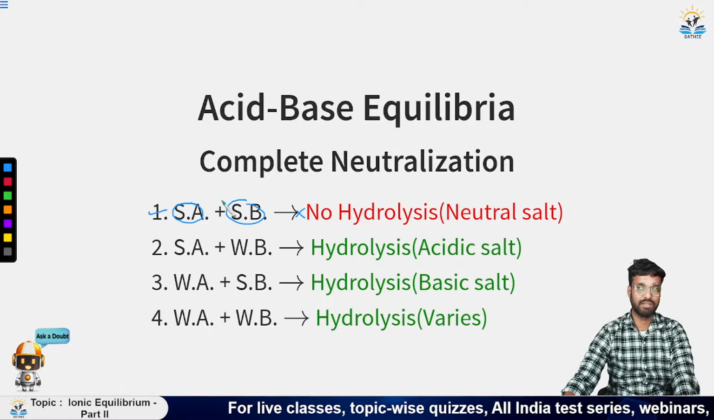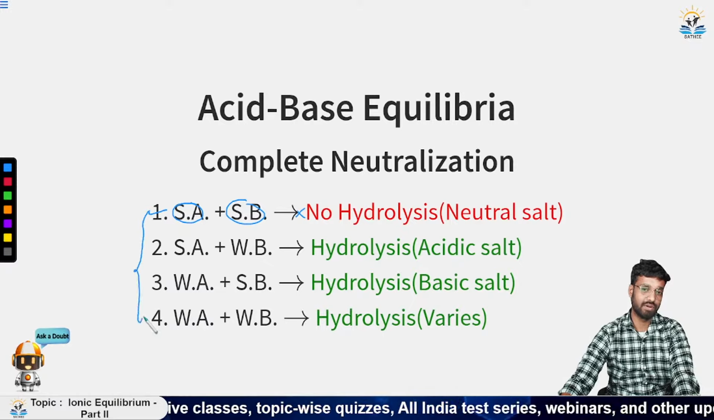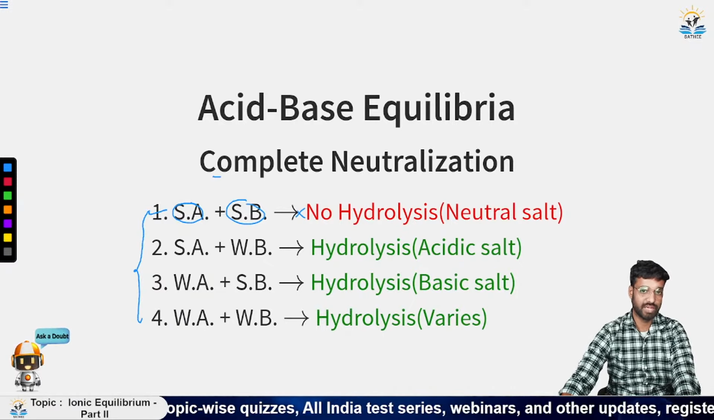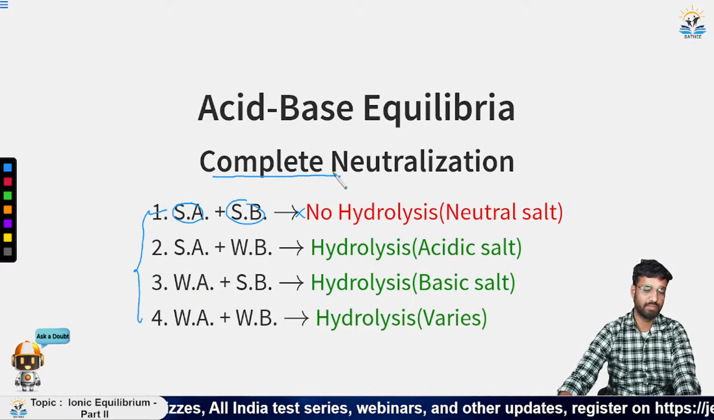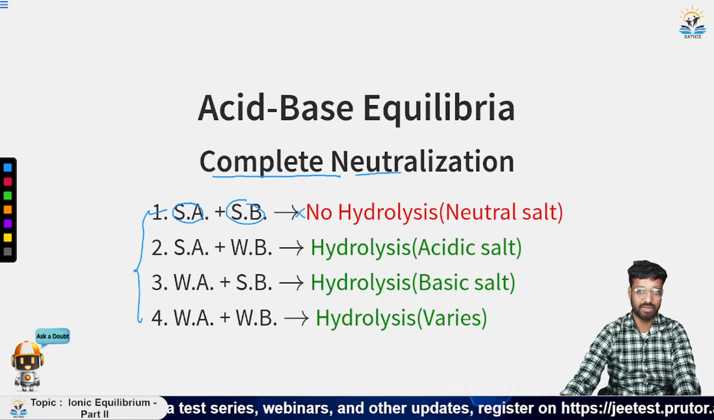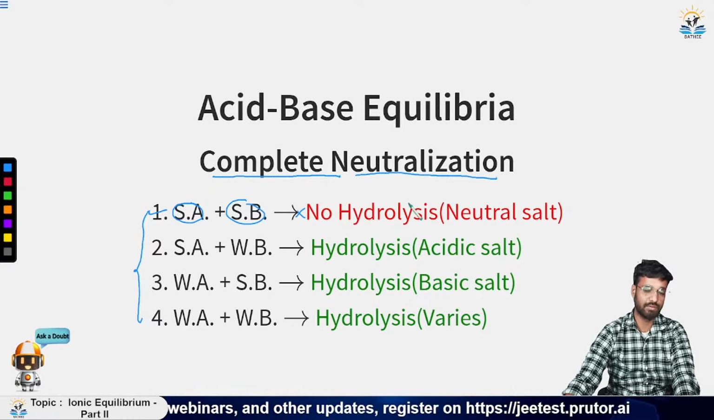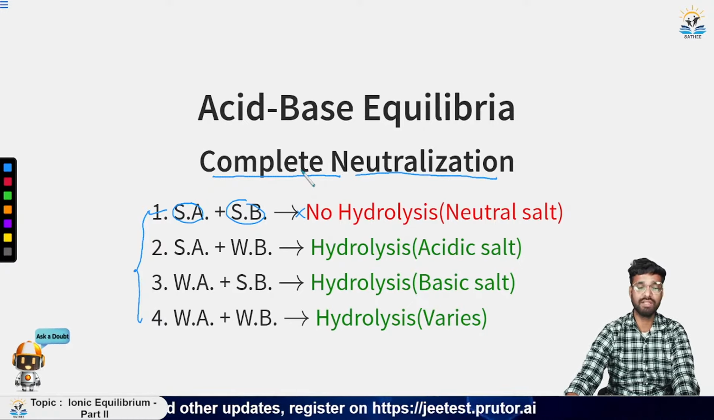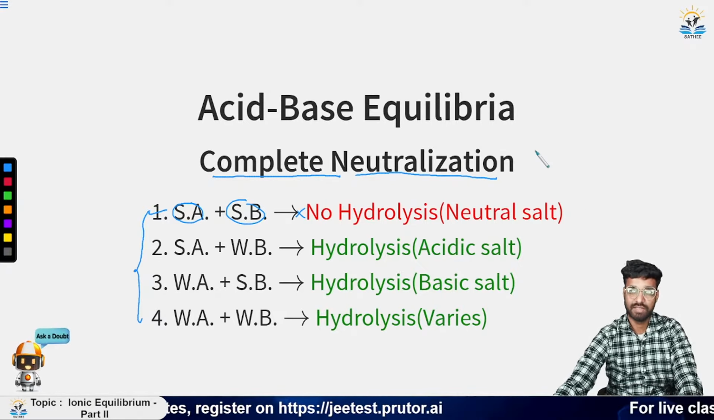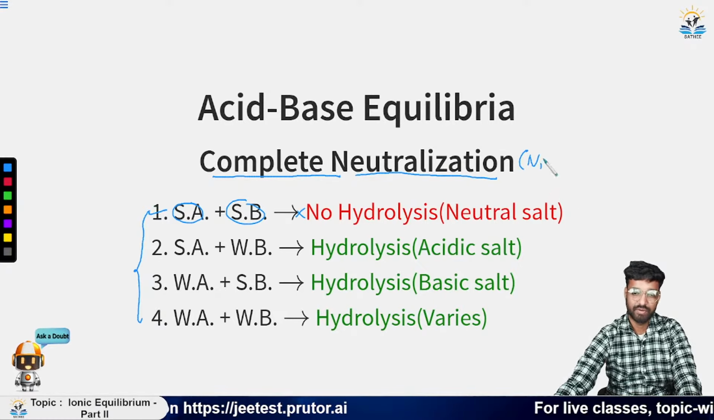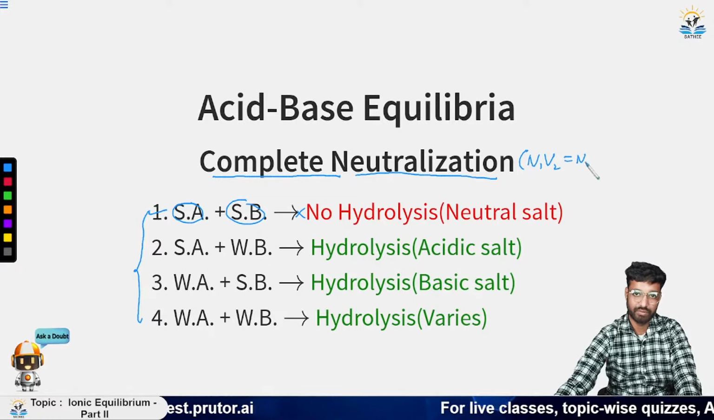So keep this chart in mind. It will help you throughout this chapter and make things easier, because this chapter is very complicated as compared to chemical equilibrium. So if there is a complete neutralization, that means N1V1 is equal to N2V2.